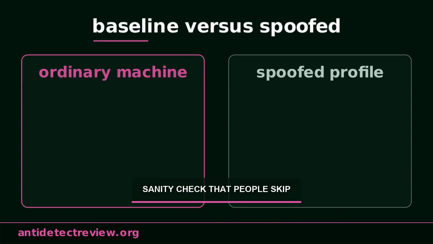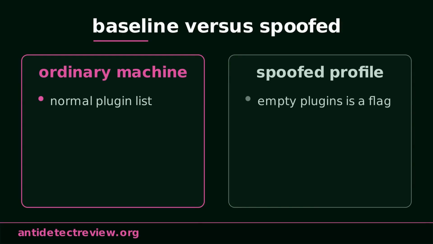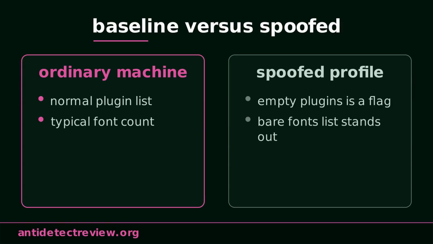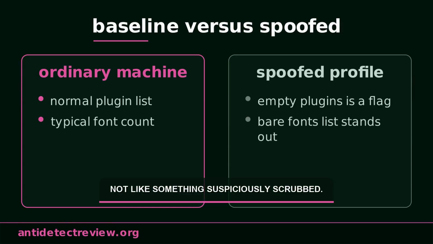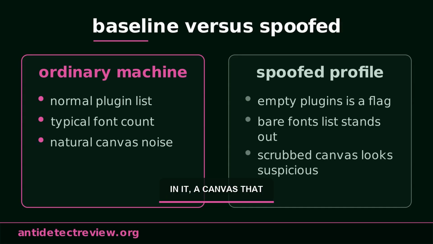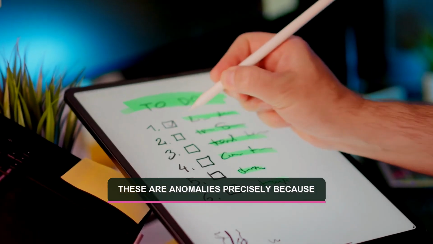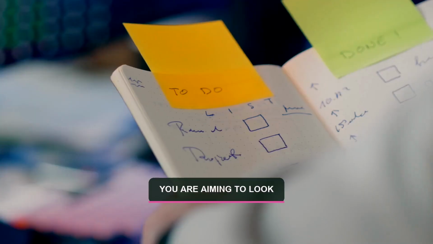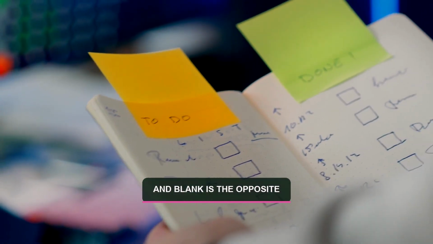There is one more sanity check that people skip because it feels backward. Compare your profile against a plain ordinary machine. The simplest way to do it is to open a checker on a normal everyday browser first. See what a real unremarkable machine actually hands over, and then hold your spoof profile up against that baseline. Your profile should look like something boring and common, not like something suspiciously scrubbed. An empty plugin list, a fonts list with almost nothing in it, a canvas that all but announces it was spoofed. These are anomalies precisely because no real machine is ever that clean. You are not aiming for a perfect blank slate. You are aiming to look like a normal, unremarkable computer, and blank is the opposite of that.